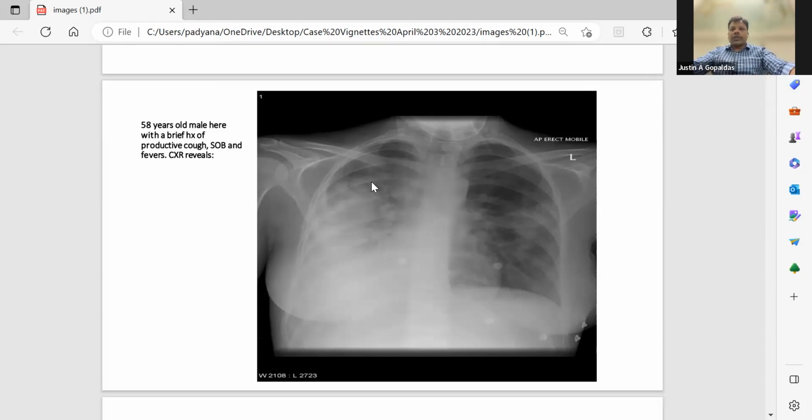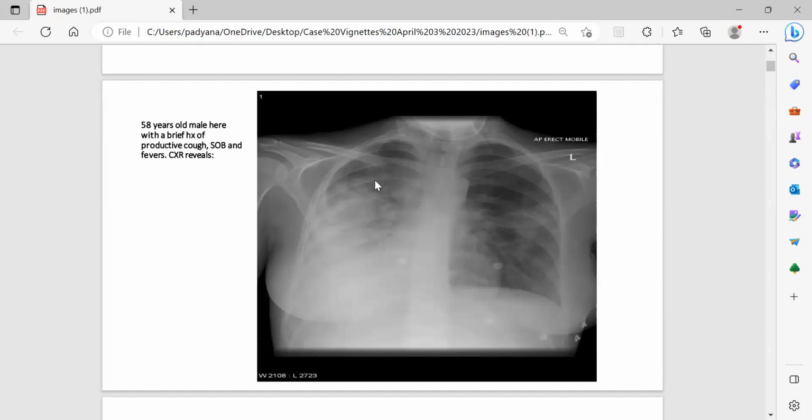We'll try out a few. I'm able to see opacity in the right side, middle and lower lobe, sir, and I'm able to see minimal air bronchograms. Most probably, with the history, it can be a consolidation secondary to community acquired pneumonia.